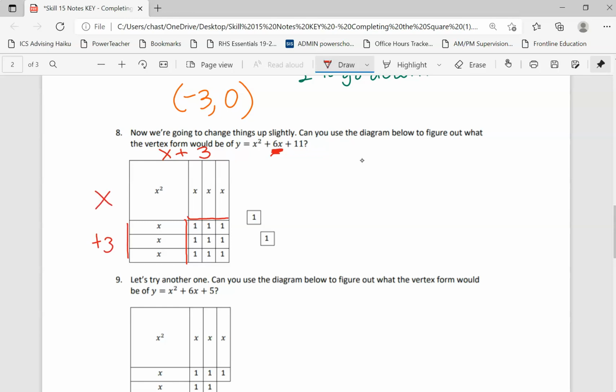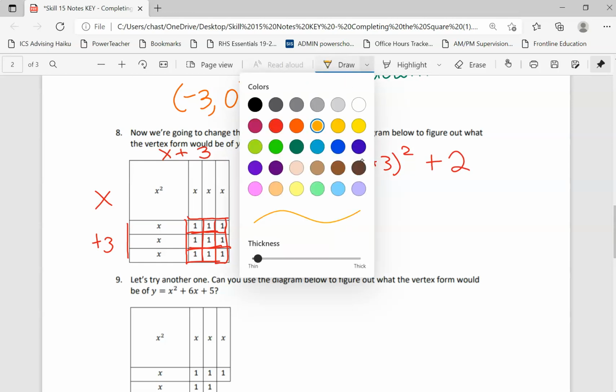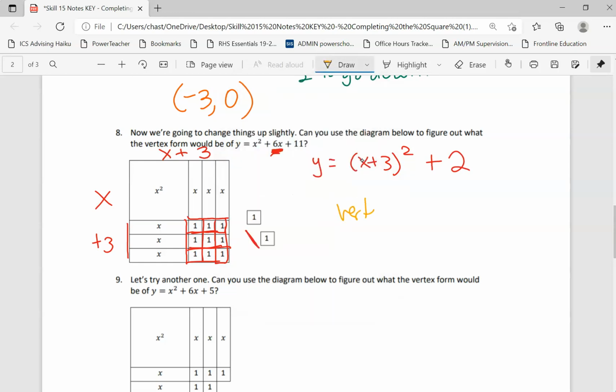So what we end up with here is x plus 3 squared. And notice when we did that, that only gives us 9 of these little squares down here. And so we have 2 extra squares here, so we're going to have plus 2. So if I look at that, that means that this vertex, so if this says plus 3, we have negative 3, and then 2 is the other coordinate. That's going to be the vertex.